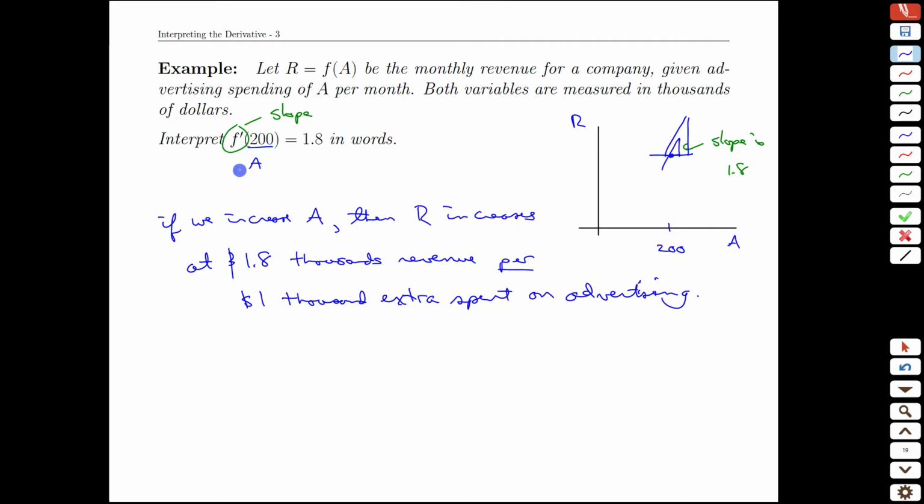One little codicil on this is, if we talk about this rate of change, it's from a base of $200,000 of current spending, current advertising spending.